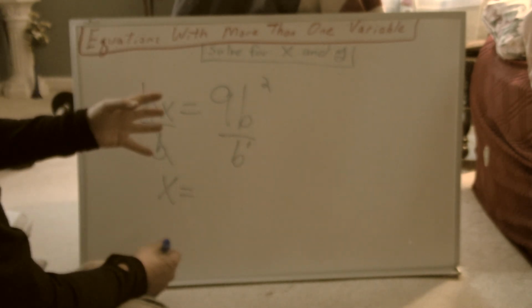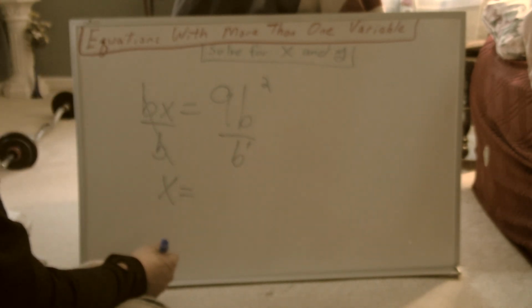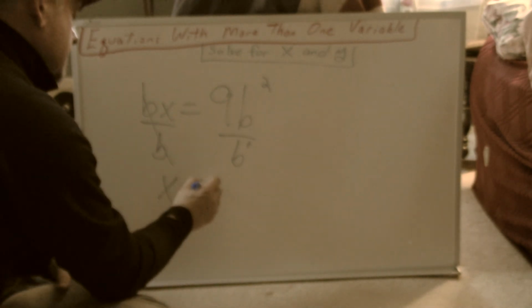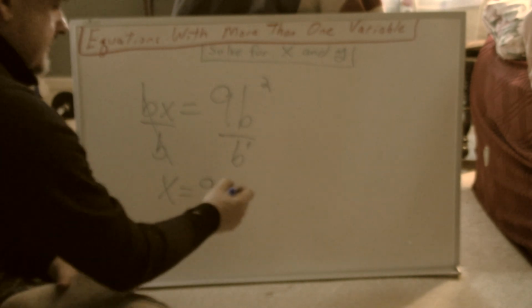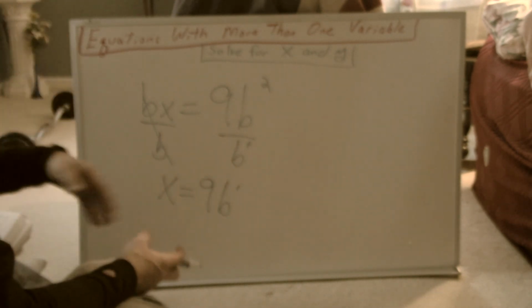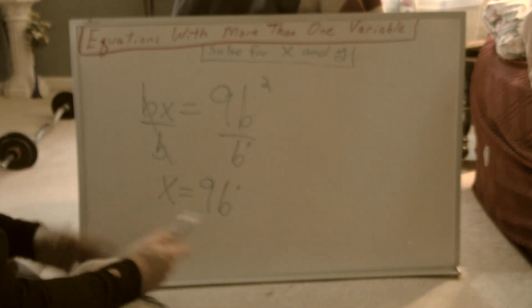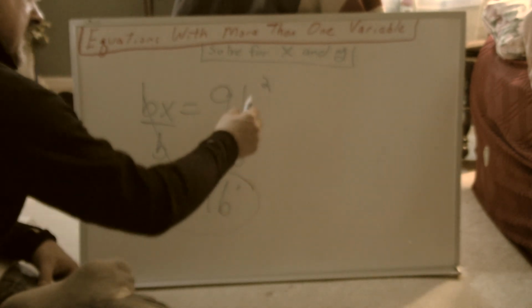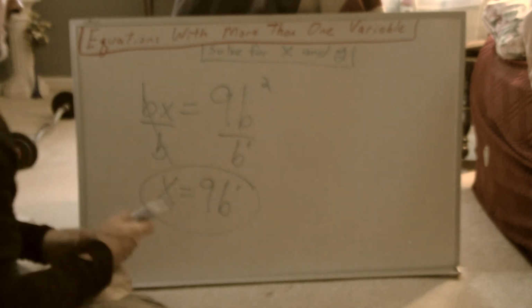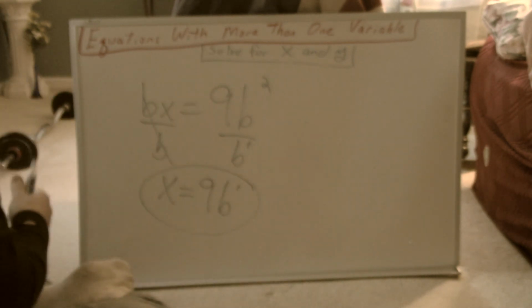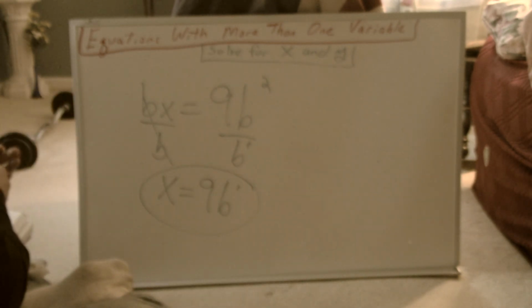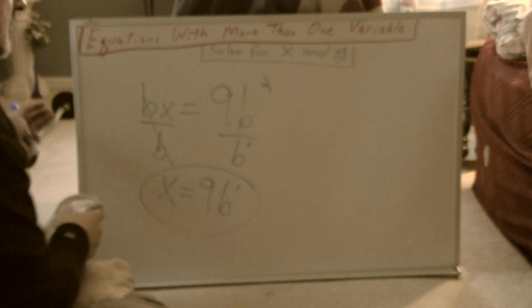Now, when they're divided, you just subtract the exponents. So this is really 9b to the first. Well, you don't have to put the first. It's really 9b. That's it. Because what I did was I subtracted b squared minus b to the first. And I got b to the first. Because 2 minus 1 is 1. Okay. So this is equations with more than one variable.